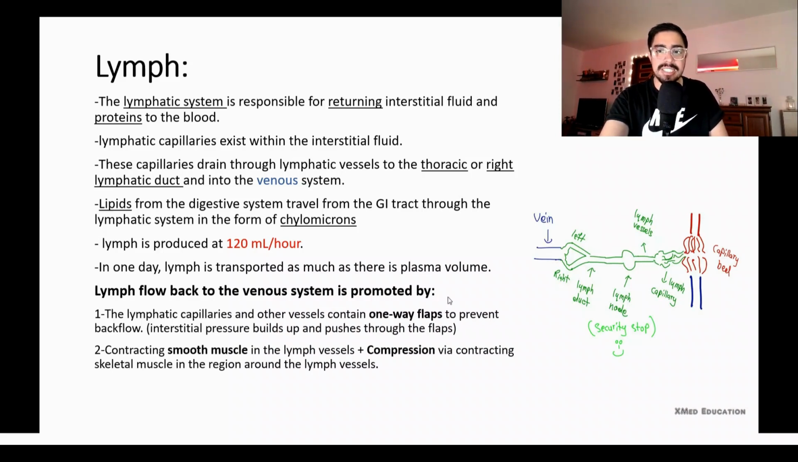The other thing is the smooth muscle in the wall of the lymphatic vessel. And the third factor, which is also one of the major factors, is the compression of the skeletal muscle around this lymphatic tissue. The skeletal muscle that we have in our body can help the lymphatic fluid move in the lymphatic system.